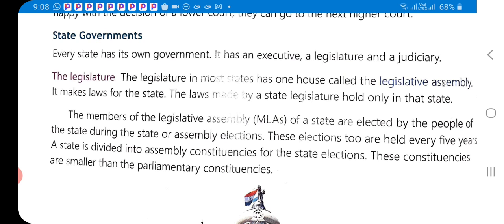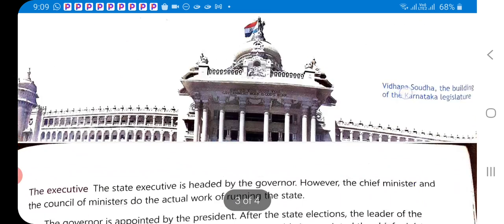The legislative assembly makes laws for the state. The members of the legislative assembly of a state are elected by the people of the state during the state or assembly elections. These elections are also held every 5 years, and for this also the state is divided into many areas or constituencies, and these constituencies are smaller than the parliamentary constituencies.